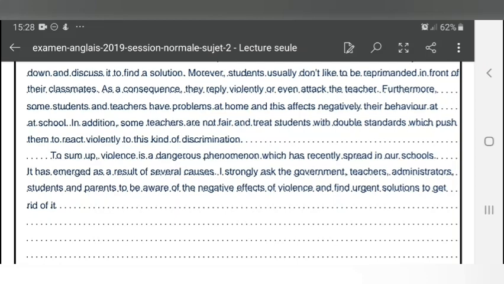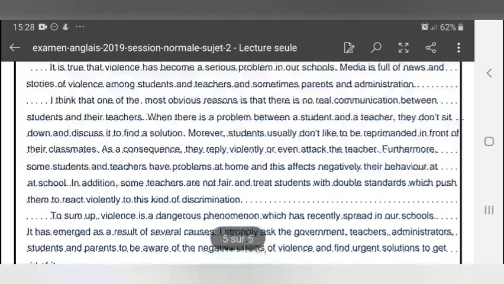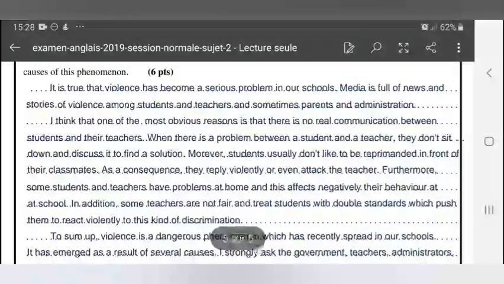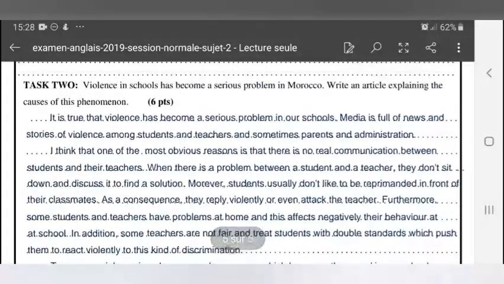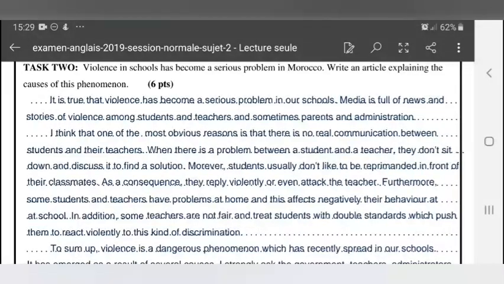I strongly ask the government, teachers, administrators, students, and parents to be aware of the negative effects of violence and find urgent solutions to get rid of it. So this is the last sentence I can use. Then you can express your opinion. It depends. Here you can give advice as you like. So this is a practice of an article. I hope it's clear and to the point. Thank you for your attention.